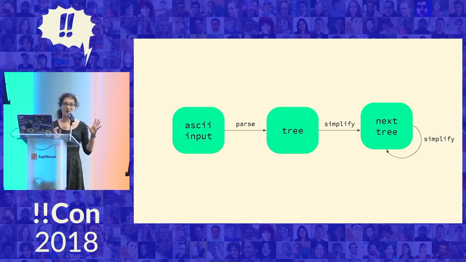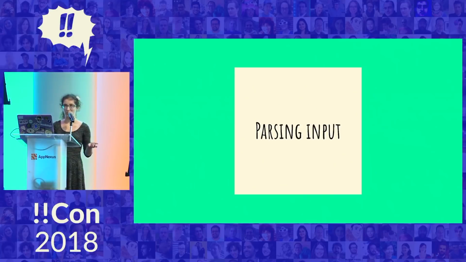All right, so you get some ASCII math text input. That is parsed into a tree. That tree is simplified a bunch of times. That's the step-by-step part, until eventually the algorithm decides that there is nothing left to simplify, and then it's done. And so what does that mean?